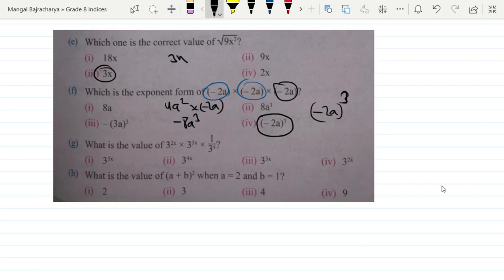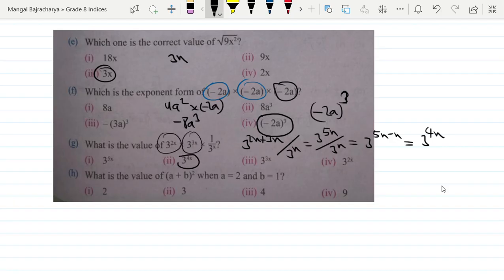Now G number, what is the value of 3 power 2x into 3 power 3x into 1 by 3 power x? So for the first two terms, 3 power 2x plus 3x will become 3 power 5x. And it is getting divided by 3 power x. So 3 power 5x above, and below there is 3 power x, and now these are getting divided, so powers will get subtracted. So you get 3 power 4x. So we see here 3 power 4x in the second option, so let's circle it.